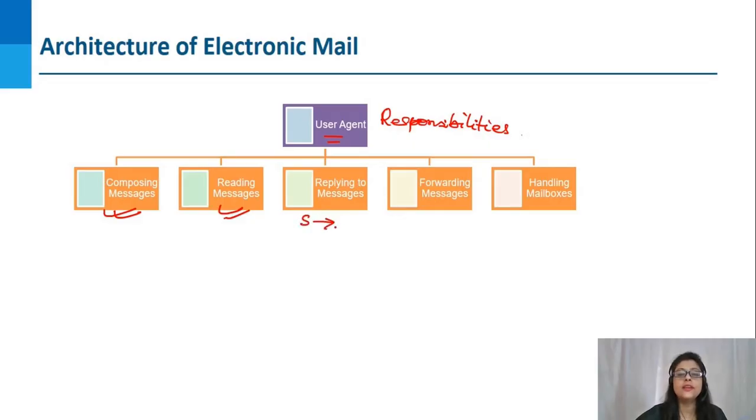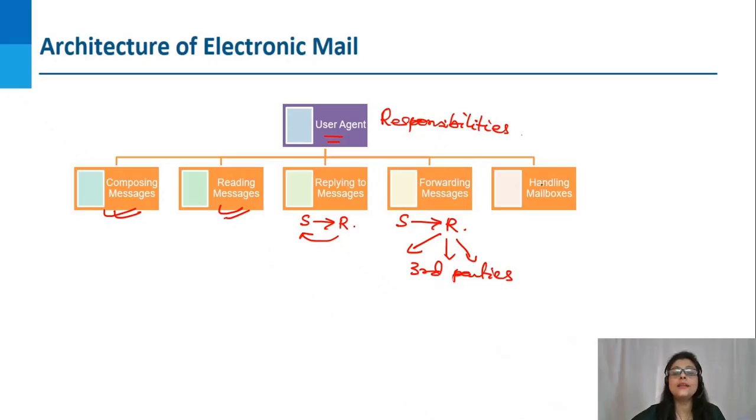So here the sender and the receiver are there. The receiver is receiving the message and then it can reply back to the sender. Forwarding the message means the sender has sent a message to the receiver, and the receiver will send the message to third parties.